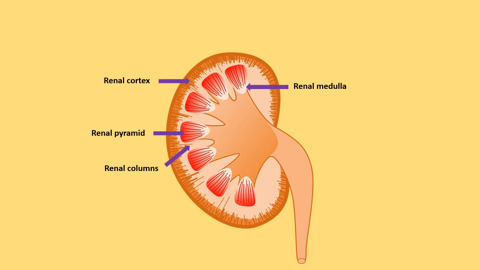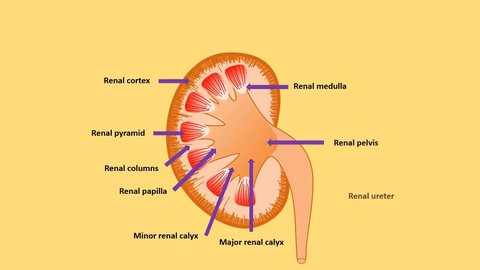The apex of each pyramid goes towards the renal sinus. This part is called renal papilla and opens into a minor calyx. Several minor calyces form a major calyx. The major calyces join together and form the renal pelvis where the ureter leaves the kidney.